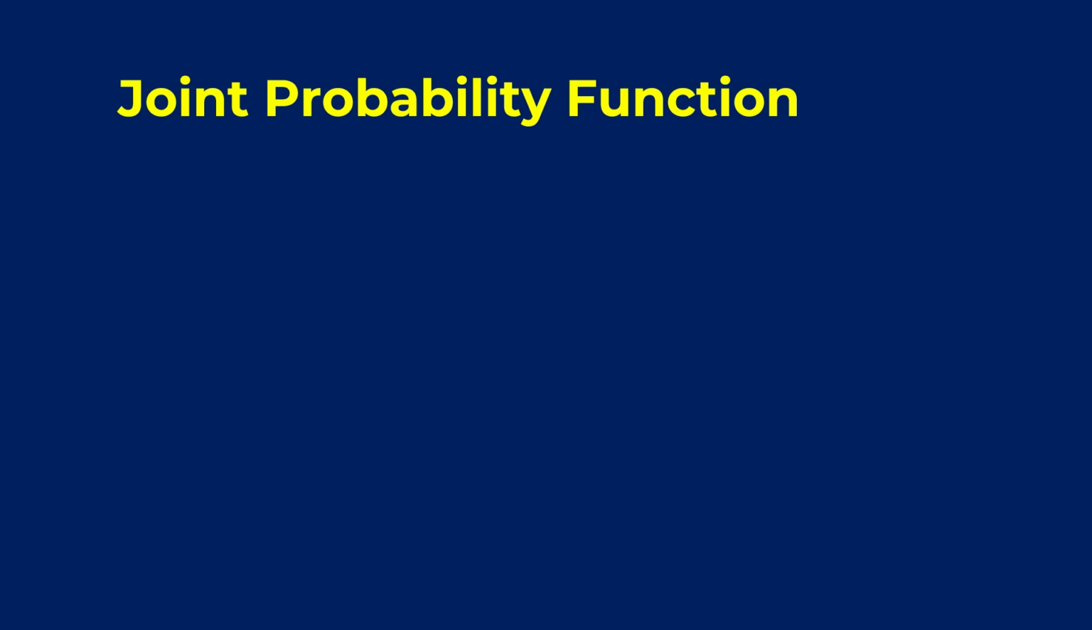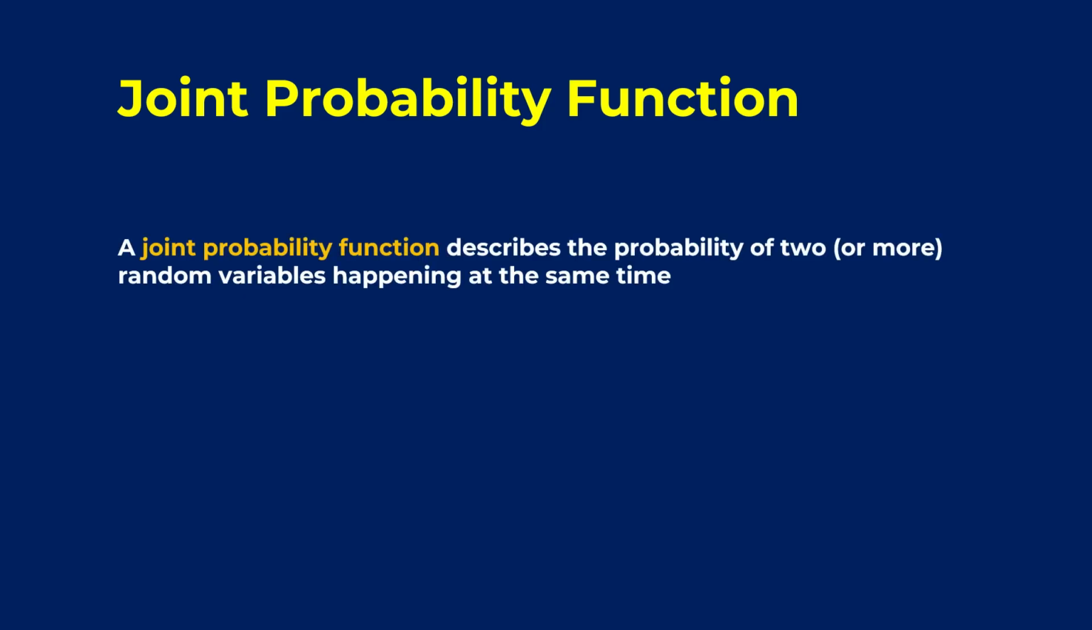Hello everyone. In this video, we will talk about the joint probability function that describes the probability of two or more random variables happening at the same time. In the previous videos, we talked about the single random variable and we covered topics like probability mass function, probability density function, and the distribution function for a single random variable. In this video, we will cover topics like joint probability function and joint distribution function. And we will cover both the continuous and discrete cases.